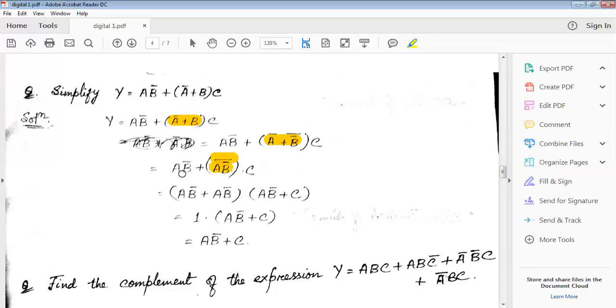Now the distributive property: AB bar plus AB bar complement. It will be complement. Sorry for the mistake in that case. And the next part will be AB bar plus C. So this part will become 1 because I'm adding the same thing with its complement. That is A plus A bar equals 1. So it will become 1. 1 into something is that. So it will become the final output AB bar plus C. Again, I'm mentioning it will be A bar in here.